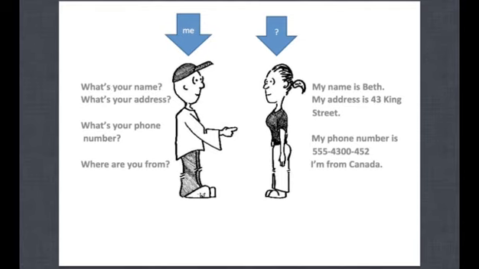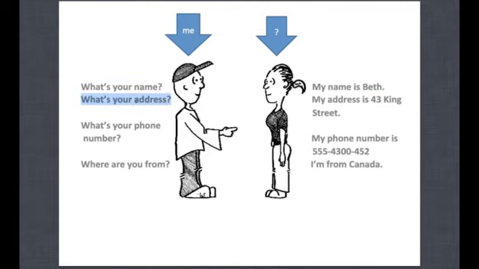Like here. This is me, and this person, I don't know who it is. So I will ask these questions. I will ask them, what's your name? She said, my name is Beth. So her name is what? Beth. Her name is Beth.